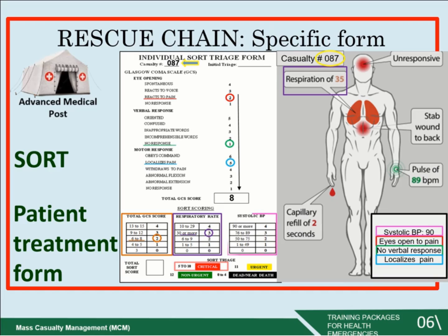And lastly, for the systolic BP, our patient has a systolic BP of 90, and 90 will have a numerical value of 4. So summing all this up, we'll have a total SORT score of 9. And 9 will fall under the 5 to 10 category, which makes this patient critical.